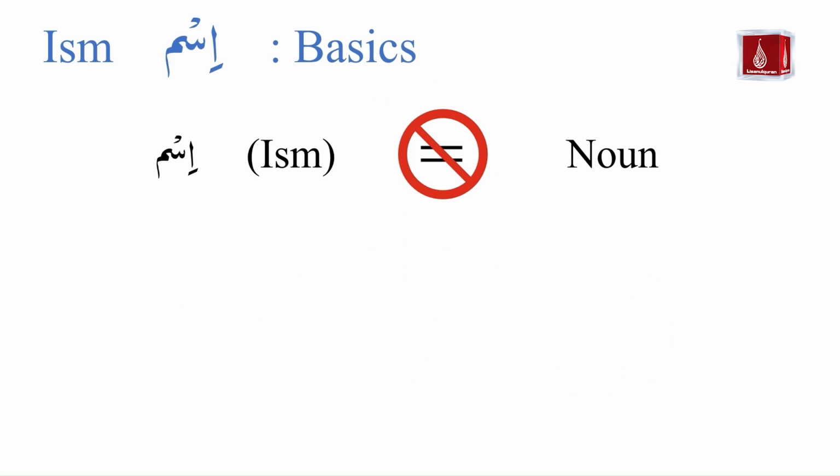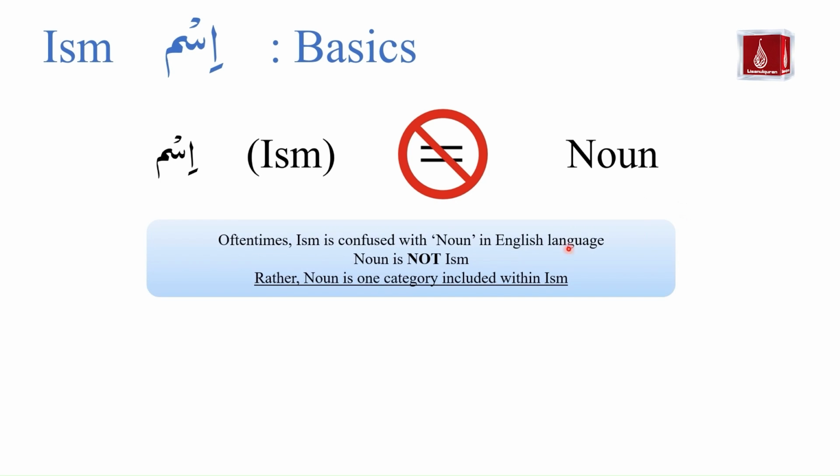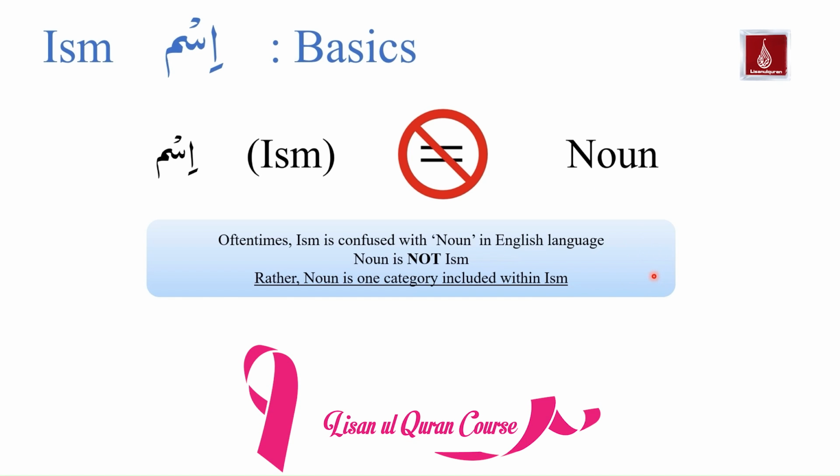Let us discuss some basics about ism. The first and the most important rule to know is that ism is not the same as noun. Oftentimes, ism is confused with noun in the English language. Noun is not the same as ism. Rather, noun is one category that is included within ism. So, the better way to understand this is that ism is a very broad category in Arabic parts of speech, and noun is just one inclusion within that category.